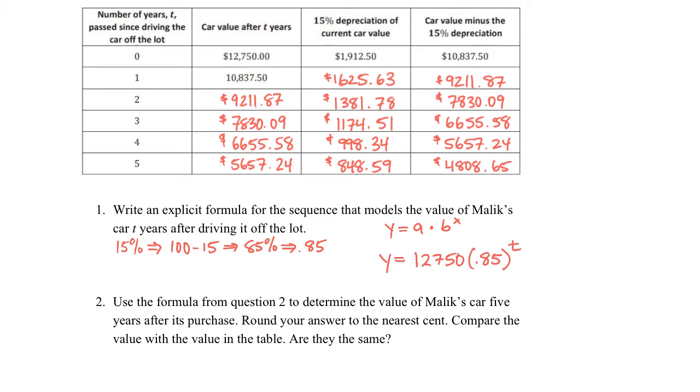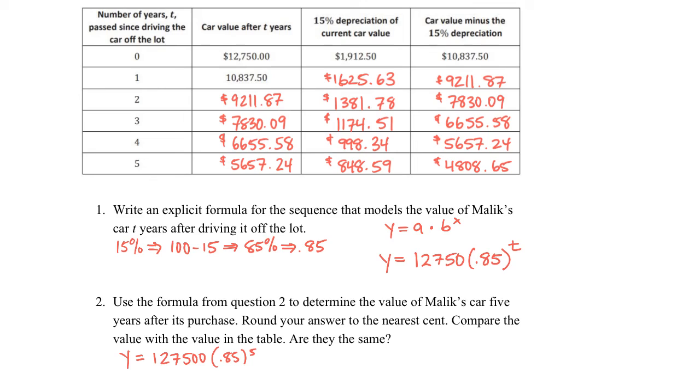Okay, so then what we want to do is it says use your formula from question 2 to determine the value of Malik's car 5 years after its purchase. Round your answer to the nearest cent. Compare the value with the value in the table. So what we're going to do is we're going to go to our calculator and plug 5 into our formula and see if it matches the table.